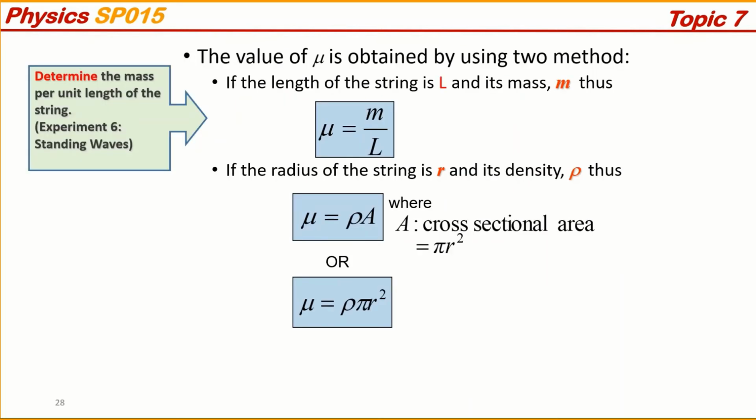The value of mu is obtained by using two methods. One, if the length of the string is L and its mass m, then mu equals m over L. Two, if the radius of the string is r and its density rho, then mu equals rho A, where A is the cross-sectional area, or mu equals rho pi r squared. Included in the learning outcome.